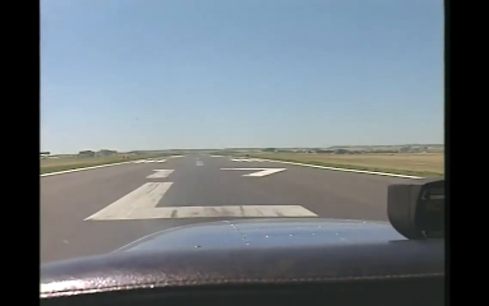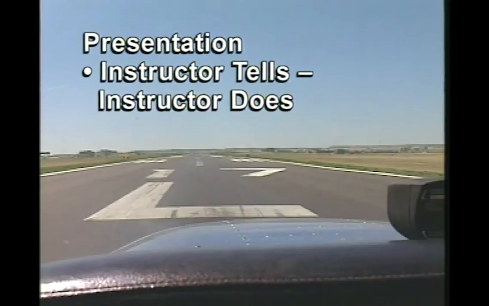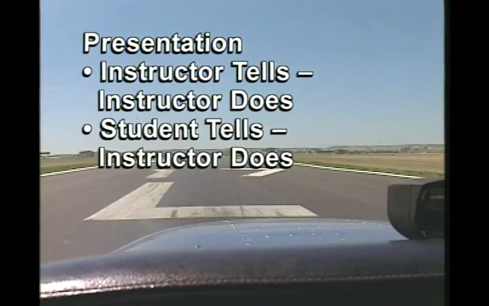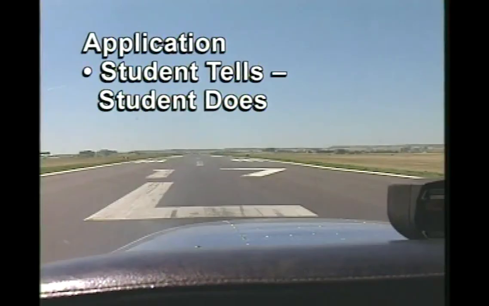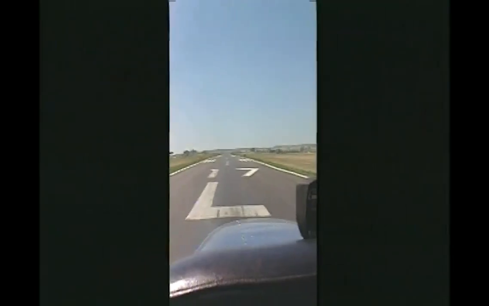The telling and doing technique begins with preparation prior to the lesson. During the lesson, Mark explained and demonstrated the soft field takeoff and landing techniques. After this, you explained the techniques while Mark flew. Then, you applied your knowledge as you talked through your actions while controlling the airplane. Finally, Mark reviewed the procedures and evaluated your performance.